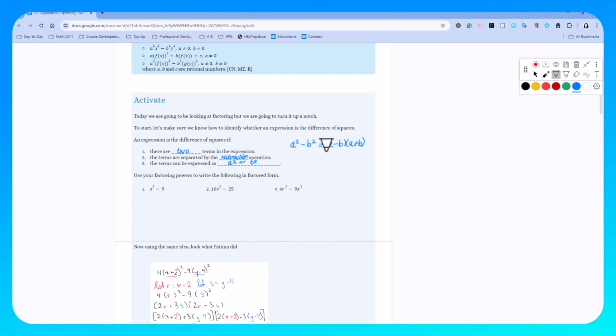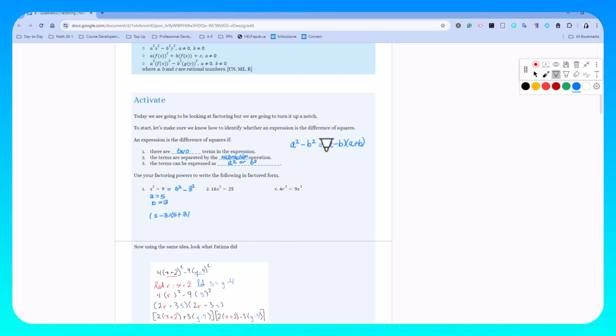Okay, let's see how you did. The first one, easy peasy. We're going to say our a equals s. No problem. Now our b. We can rewrite this one as s squared minus 3 squared, so b equals 3. Therefore, we can factor this expression as s minus 3 times s plus 3.